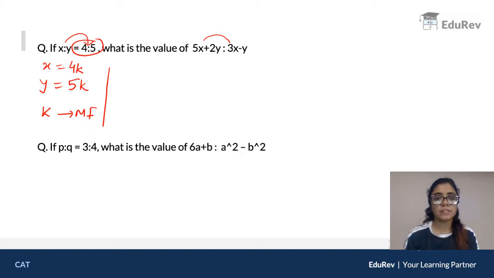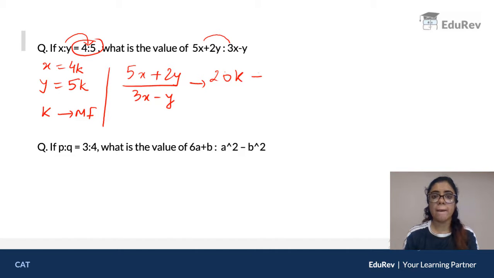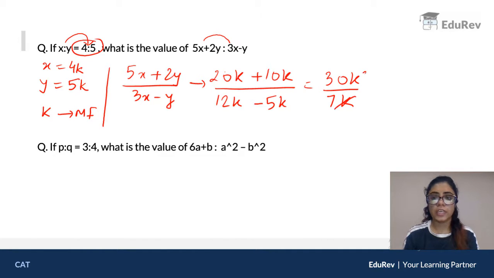Now see what happens. Your question is (5x + 2y) upon (3x - y). So if I substitute, this will become 5 into 4, which is 20k, plus 2 into 5, which is 10k, upon 3 into 4, which is 12k, minus 5k. So this will become 30k upon 7k. Your k will get cancelled, so your answer will be 30 upon 7.